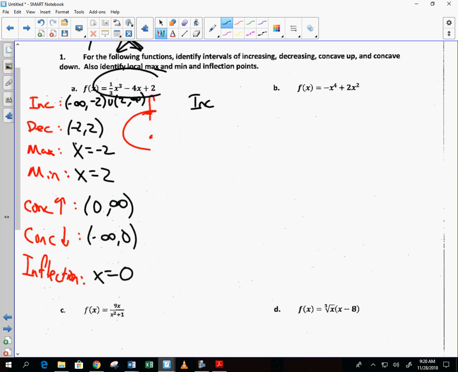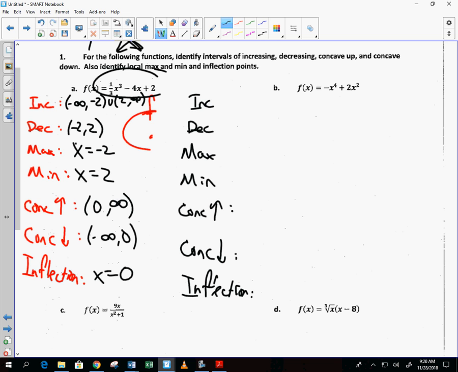Increasing, decreasing. Max, min. Concave up, concave down. Inflection. You can always graph these on your calculator and see if you're doing them correctly as well. Okay. All right, I want to know about increasing, decreasing, max, and min. What do I have to look at? F prime of x. What's f prime of x?